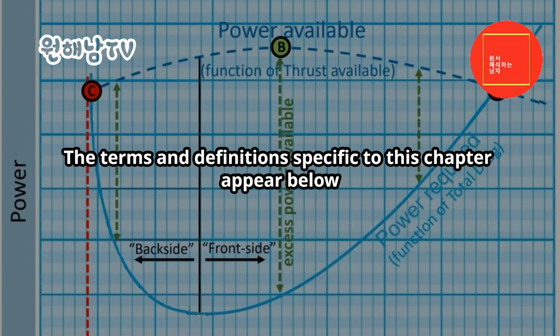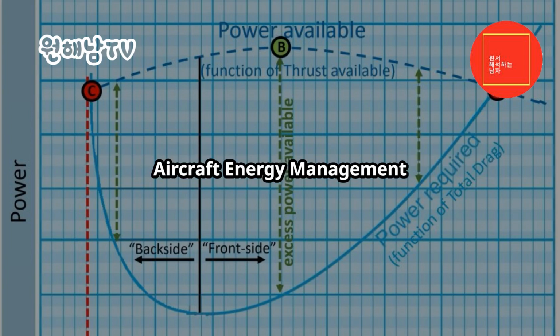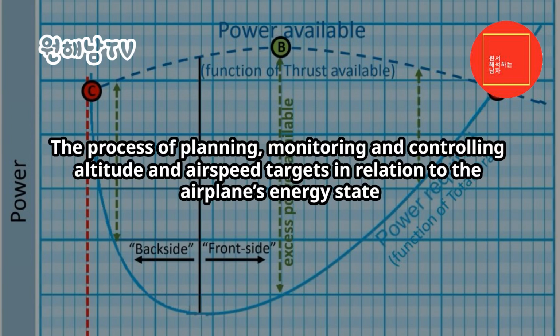The terms and definitions specific to this chapter appear below. Aircraft energy management: the process of planning, monitoring, and controlling altitude and airspeed targets in relation to the airplane's energy state.